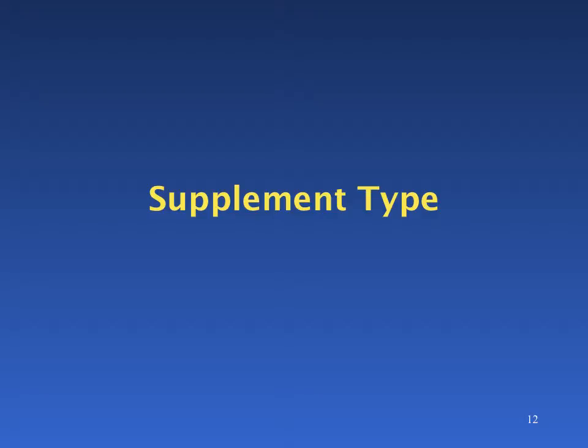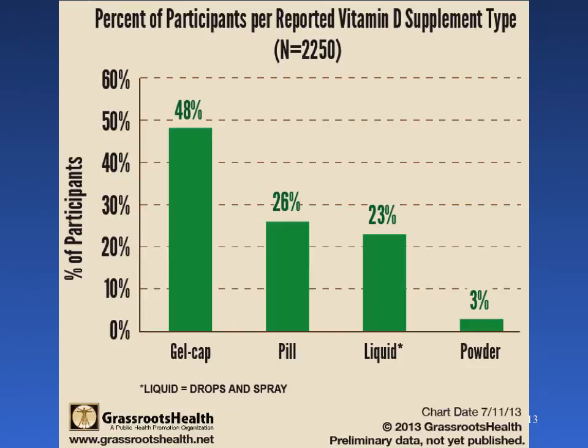The next couple graphs will look at the vitamin D supplement types used by D-action participants as reported in the questionnaires. This graph shows the percent of participants taking each vitamin D supplement type. The gel caps are the most popular with 48%, and powder is the least popular with 3%.